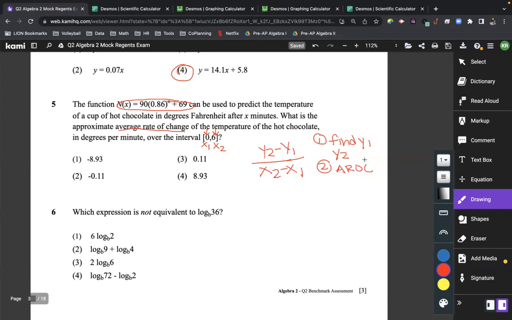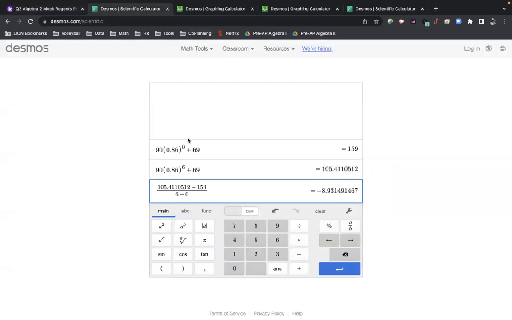Okay, so I pre-populated those numbers again for you guys. So I'm plugging in 0 for the first one, getting that number, that's my y1. Plugging this x2 in right here, that would be my y2. So boom, that's what I did here. I plugged in 0, I got 159. Plugged in 6, I got a number that is continuous.